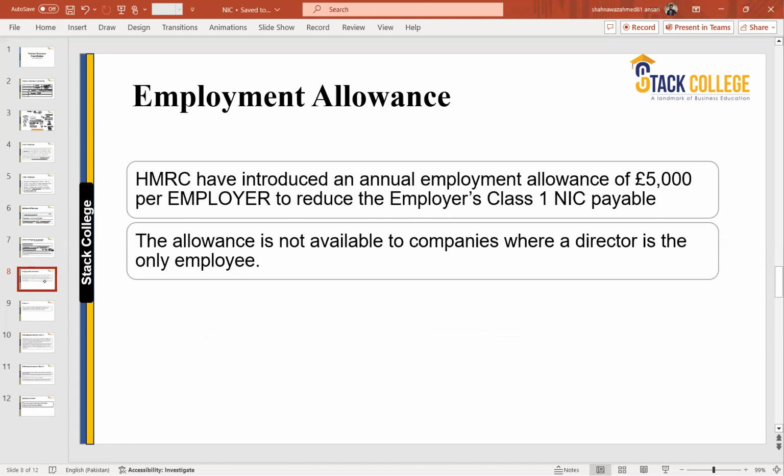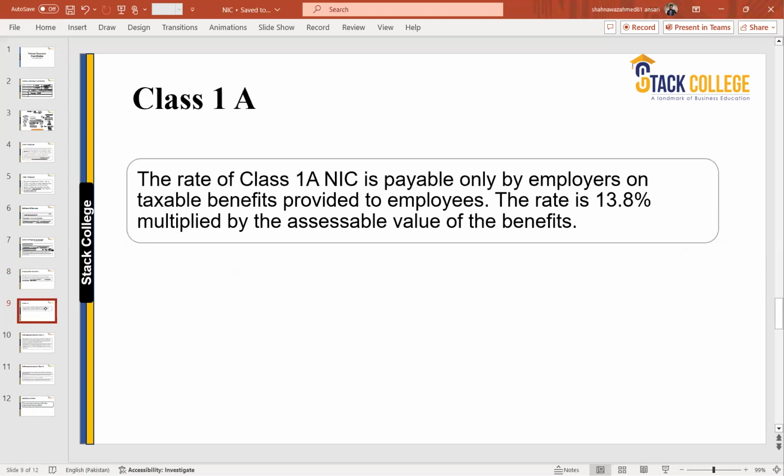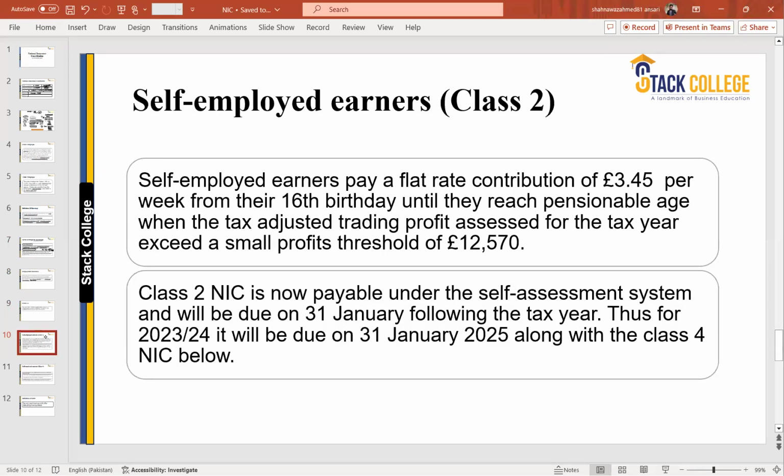As far as employment allowance is concerned, a 5,000 employment allowance is there for an employer to be deducted from the NIC. But this allowance is not available to those companies where a director is the only employee, meaning a single director is the employee. In that case, this 5,000 is not available. Class 1A is subject to 13.8% on taxable non-cash benefits.